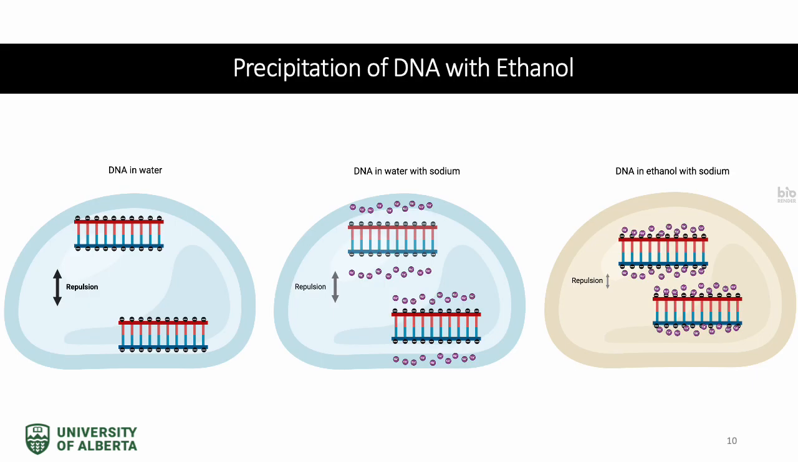The figure on this slide depicts 2 DNA molecules under 3 different conditions. In the water droplet on the left, the 2 DNA molecules are repelled by one another. This is a result of the negative charge on the molecules imparted by the phosphate backbone.